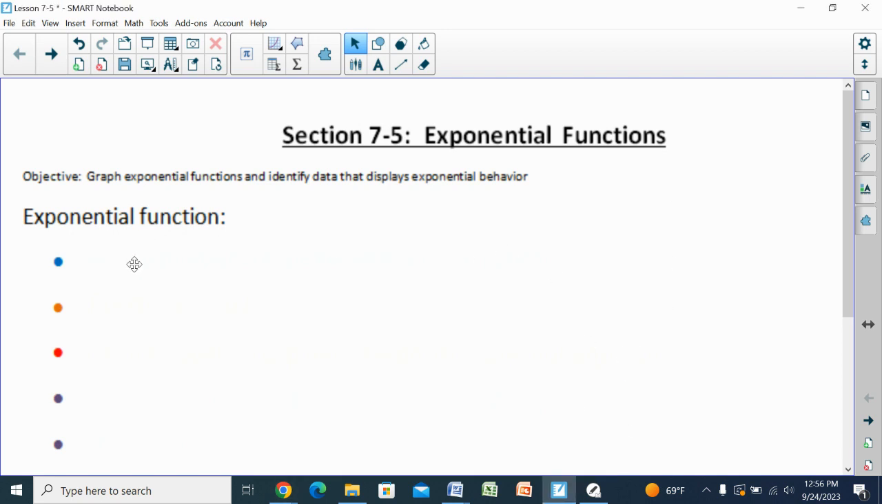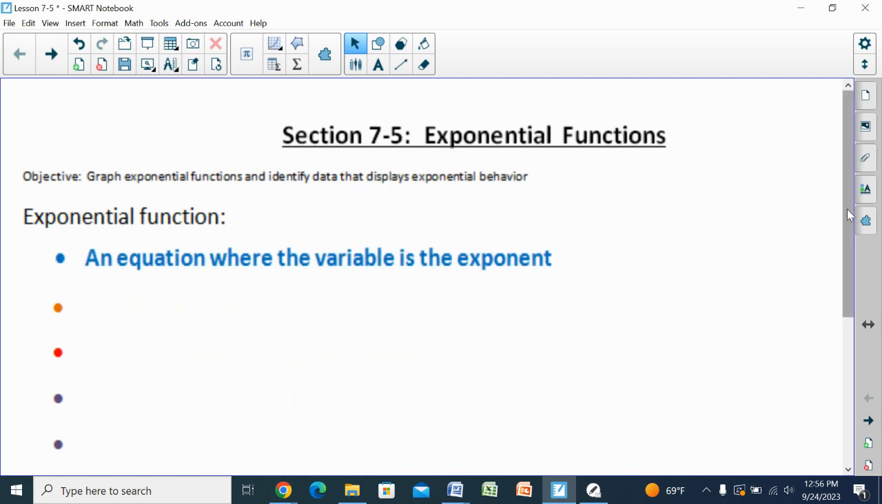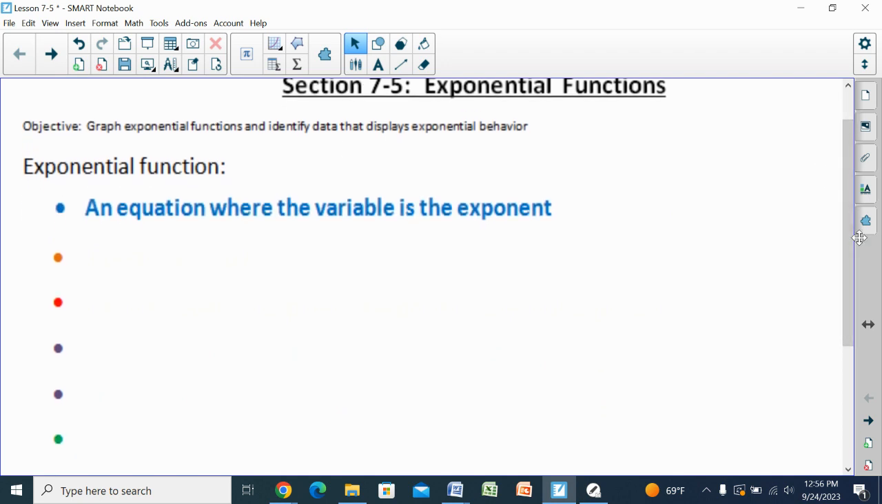First of all, an exponential function is an equation where the variable is the exponent. Remember, back in section 7.3, we solved equations when the variable was the exponent, something like 2 to the x equals 8, and we'd make those the same bases. Now we've got an x and a y, because that's how we do it with graphing. We always have an x and y axis. And the form of this looks like y equals a times b to the x power.